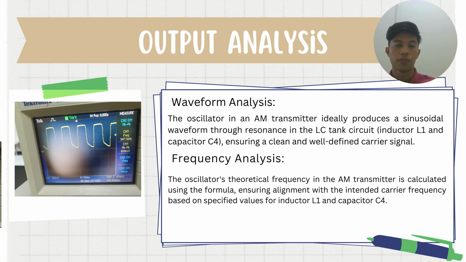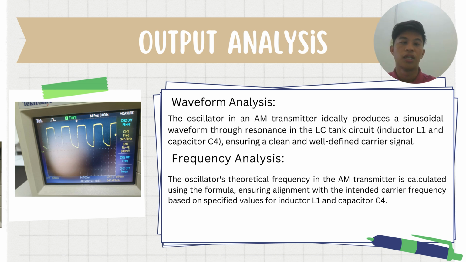For real value observation, the ideal sinusoidal waveform is affected due to imperfection in components, nonlinearities, or external influence. The oscillator may show variable distortion or irregularities in the waveform. For instance, the actual value might deviate slightly from the expected sinusoidal shape, showcasing the impact of real world factors on waveform fidelity.